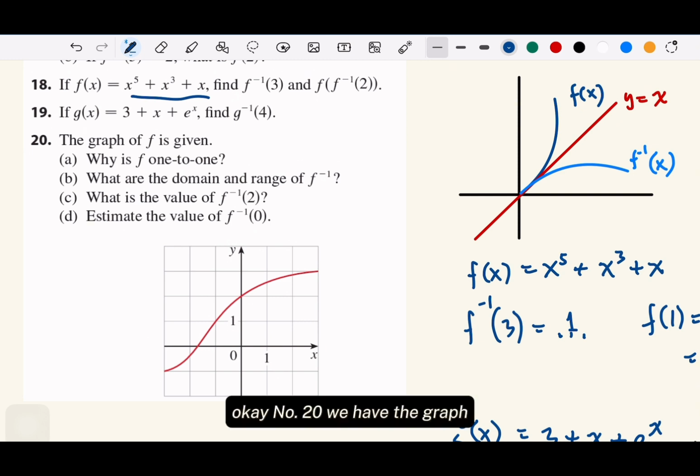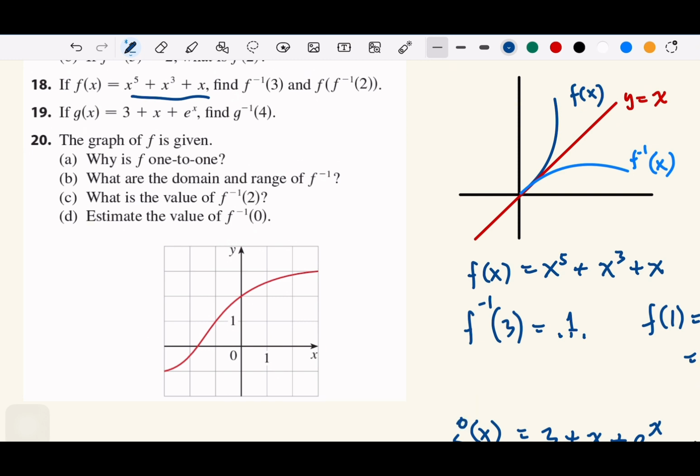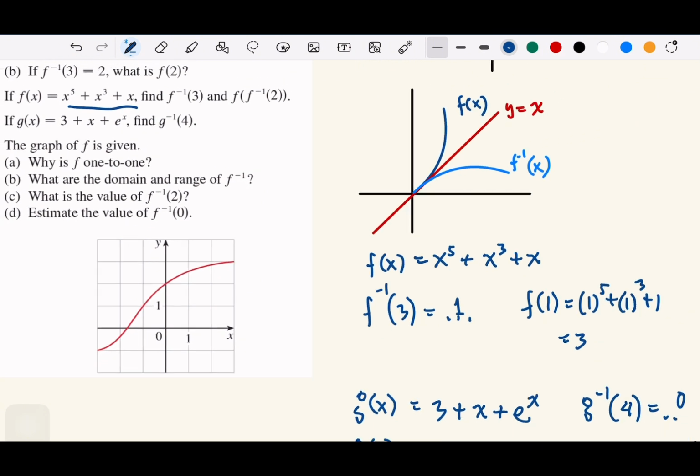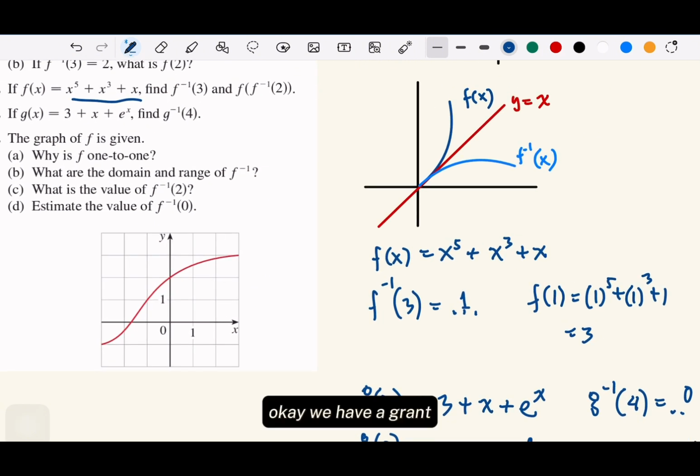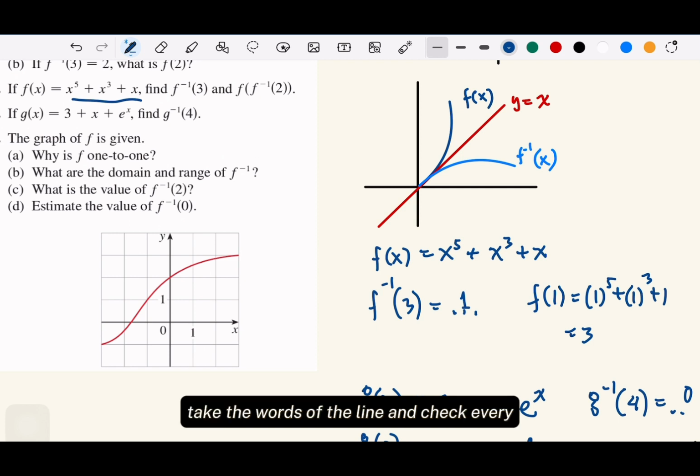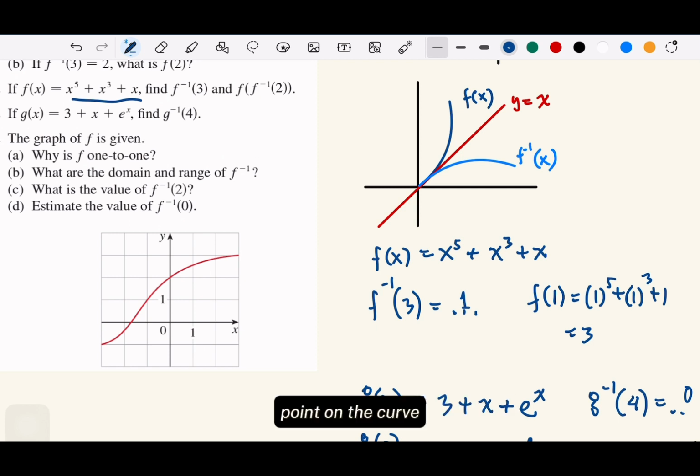Okay, number 20. We have the graph, and it's asking why f is 1 to 1, which we already mentioned. Take the horizontal line and check every point on the curve, and we see that there's only one point that will cross the curve. Okay, it's 1 to 1.